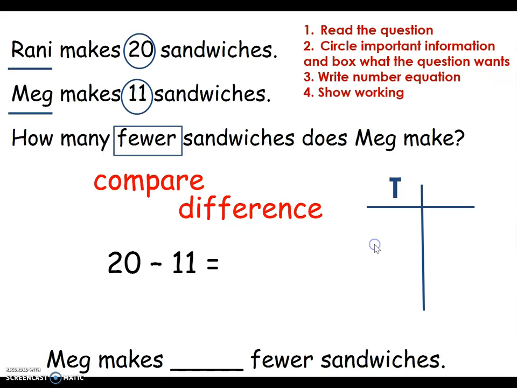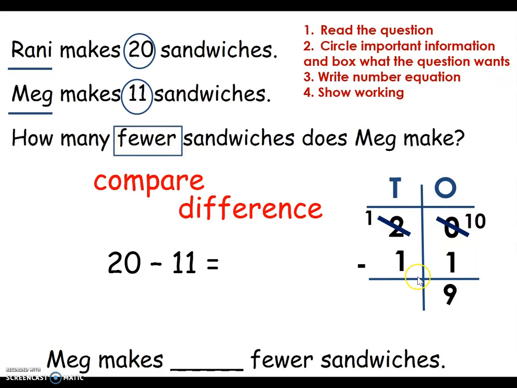Okay, you need to show your working. That will be 20 minus 11. Okay, can 0 minus 1? No. What must I do? Regroup from here and this will become 1. This will become 10. So 10 minus 1 will be 9. 1 minus 1 will be 0. So my answer is 9. So to write my final answer, Mac makes 9 fewer sandwiches.